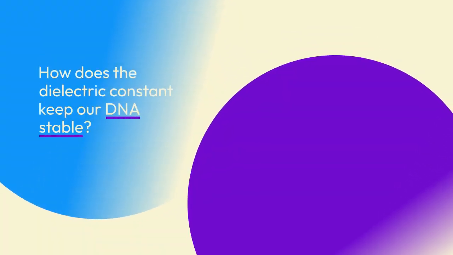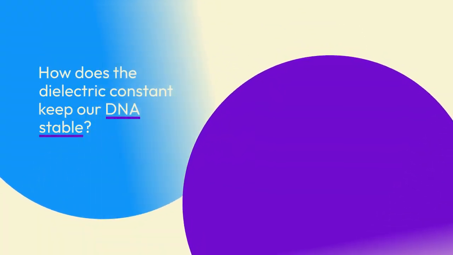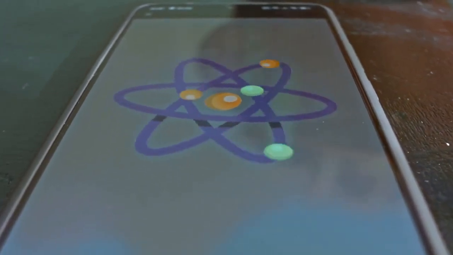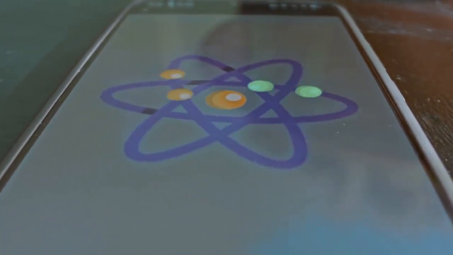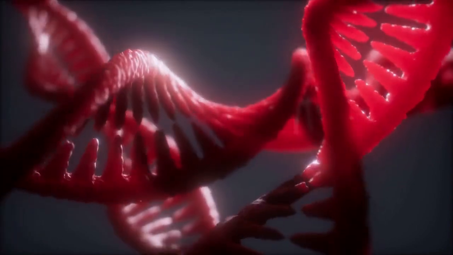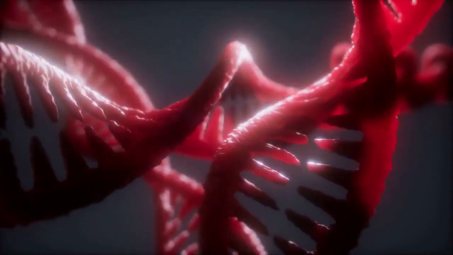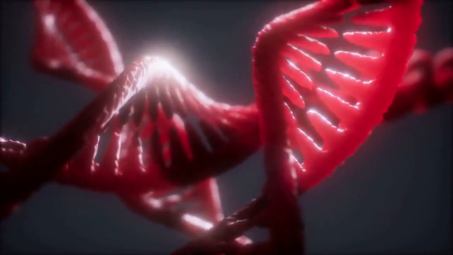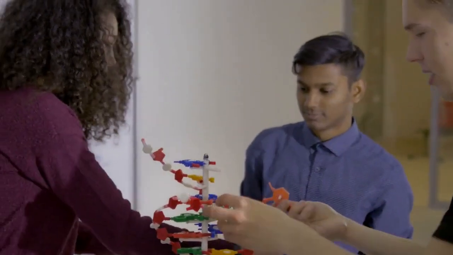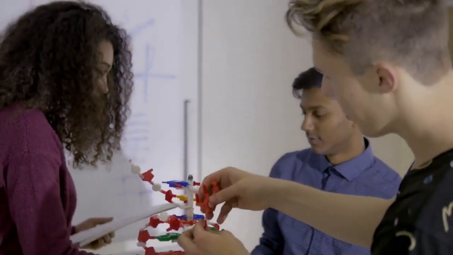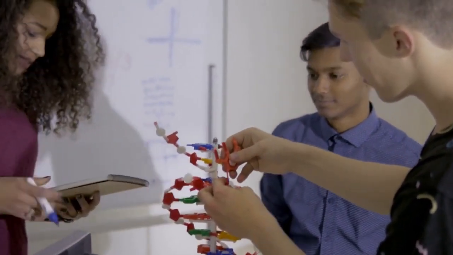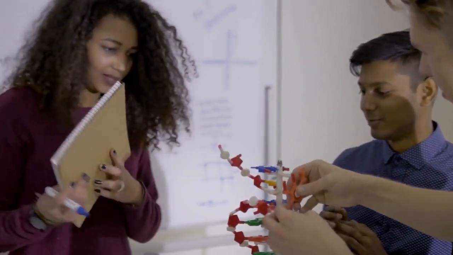Finally, the dielectric constant keeps our DNA stable. The DNA double helix has a backbone full of negatively charged phosphate groups. These negative charges should strongly repel each other, pushing the strands apart. But in the watery environment of the cell, water's high dielectric constant shields these charges from one another, helping to maintain the iconic double helix structure.